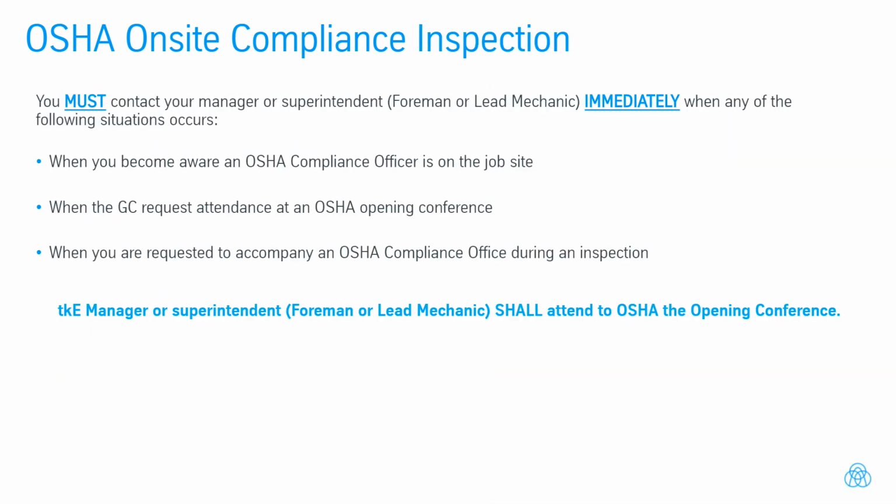You must contact your manager or superintendent, foreman or lead mechanic, immediately when any of the following situations occurs: when you become aware an OSHA compliance officer is on the job site, when the GC requests attendance at an OSHA opening conference, or when you are requested to accompany an OSHA compliance officer during an inspection. That manager or superintendent, foreman or lead mechanic shall attend the OSHA opening conference.